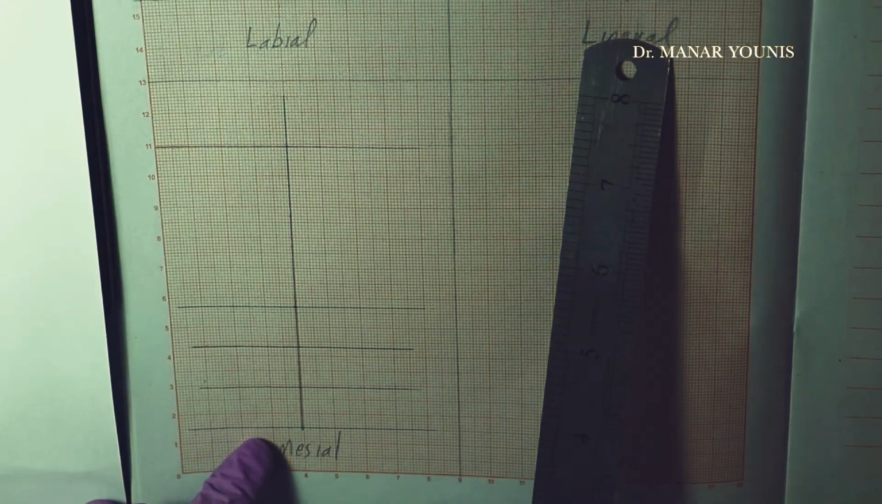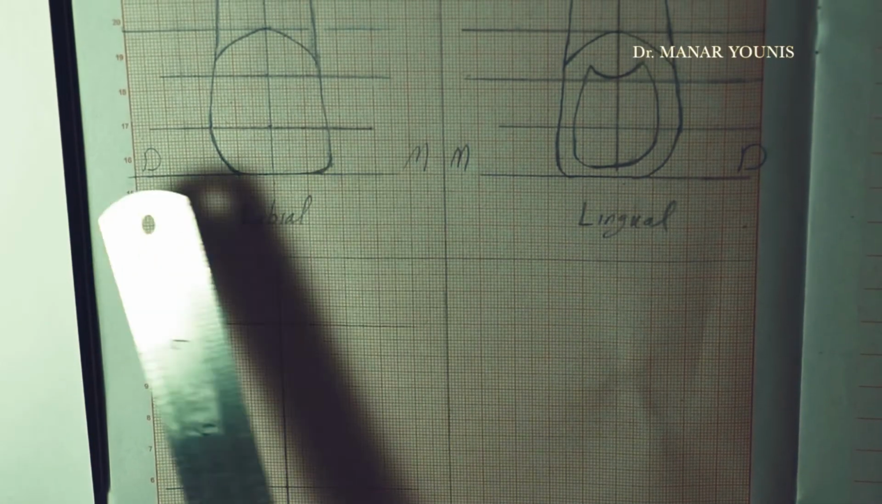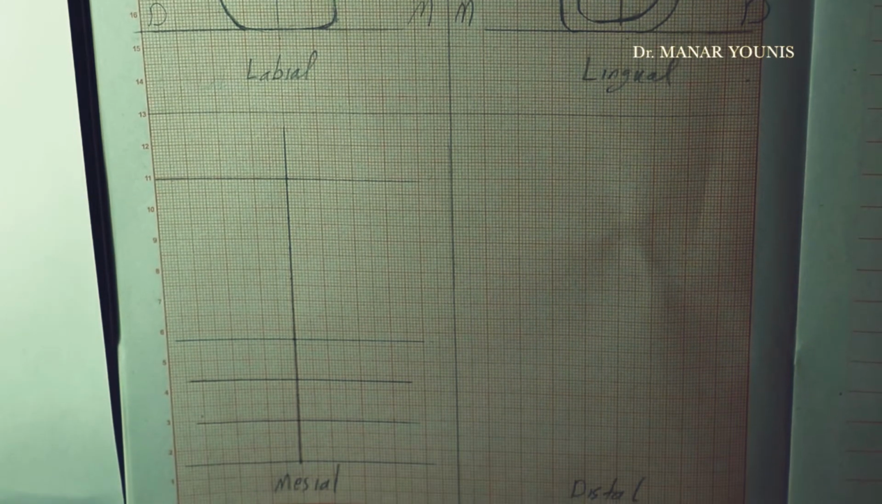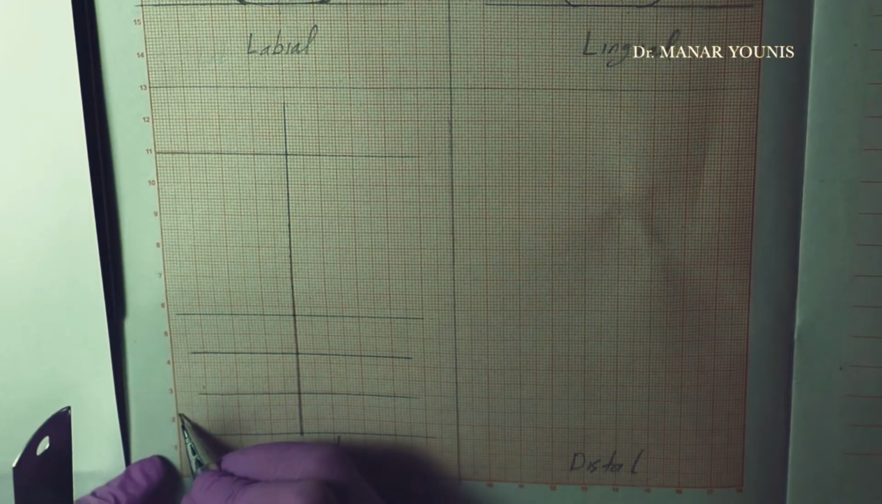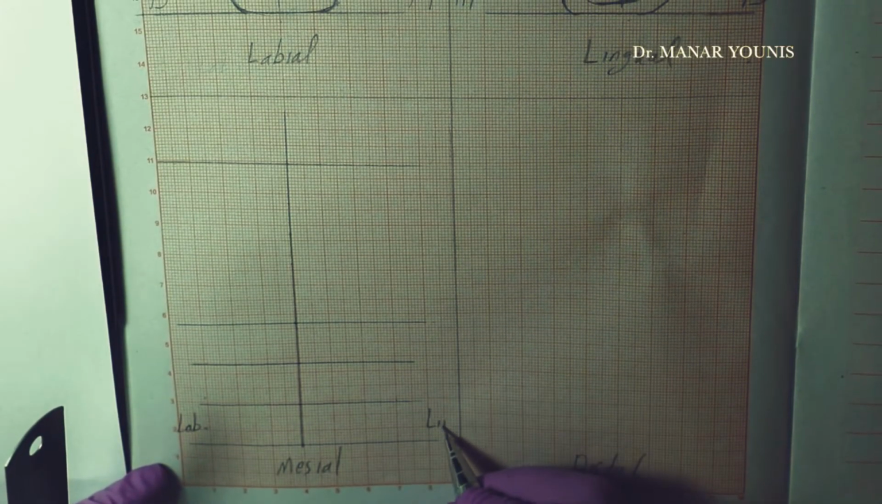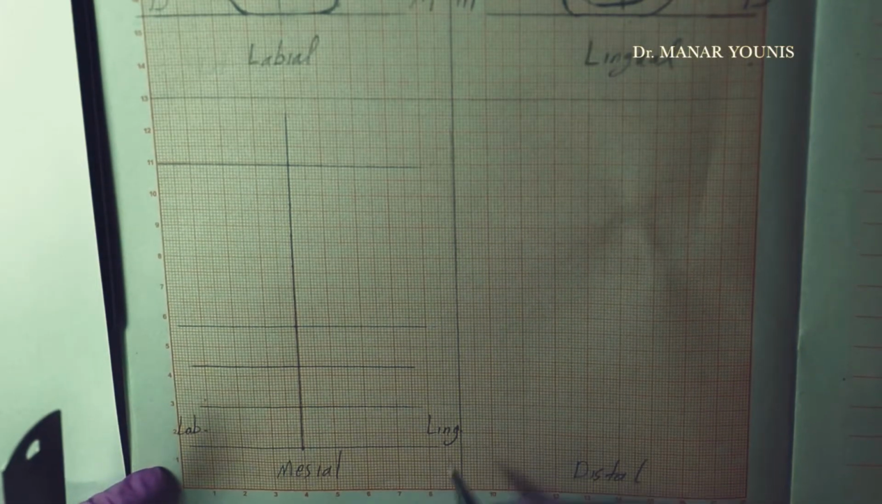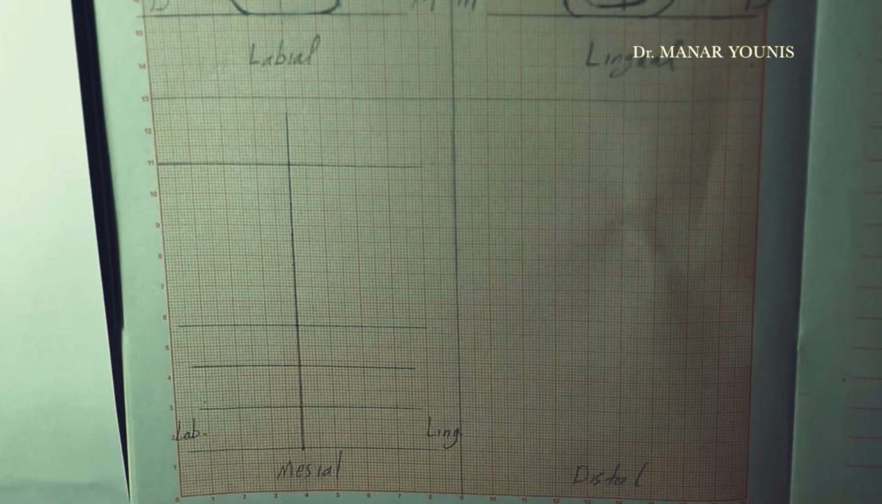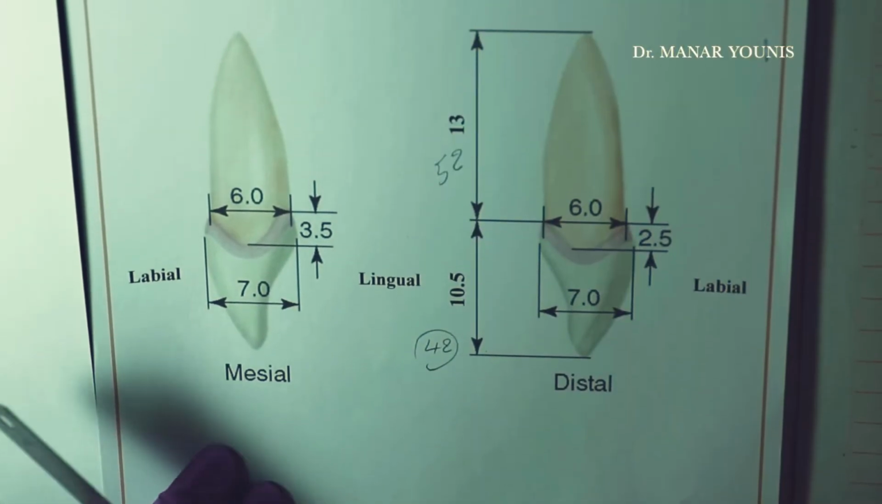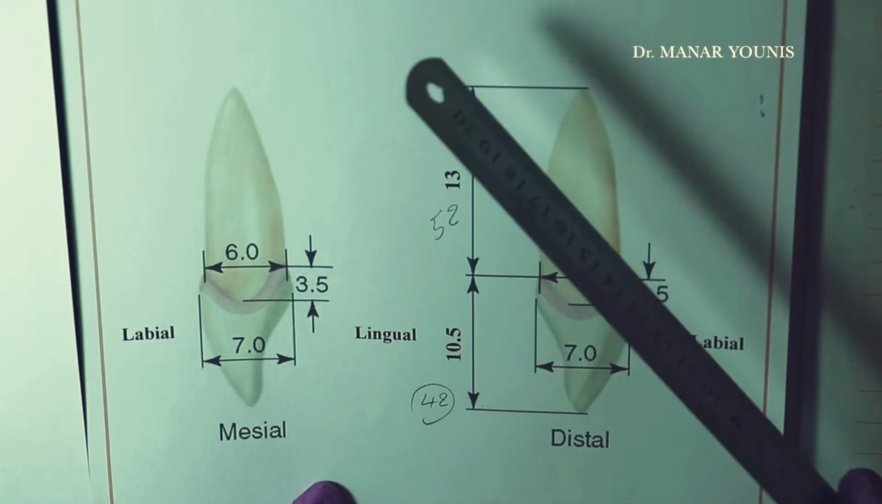In the labial and lingual aspects, we mark both sides of the crown outline as medial and distal. Here, the sides will be labial and lingual. So this is the labial and this is the lingual. For drawing the tooth from the medial or distal aspects, in addition to the length of the crown and length of root measurement, we have another 4 measurements.